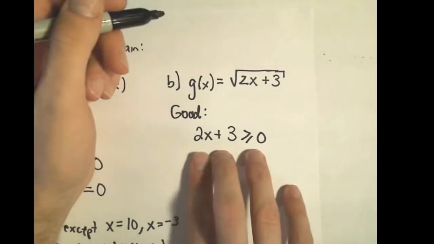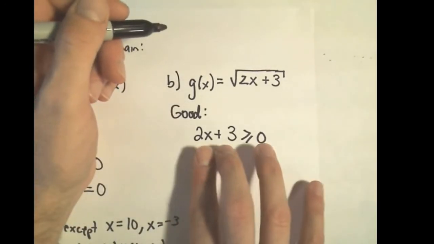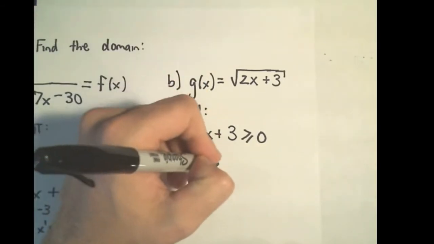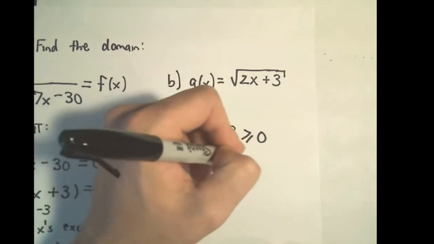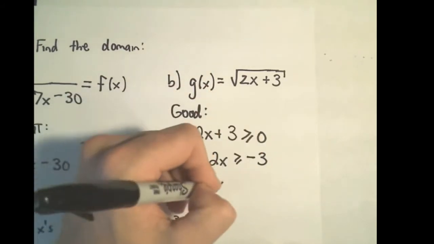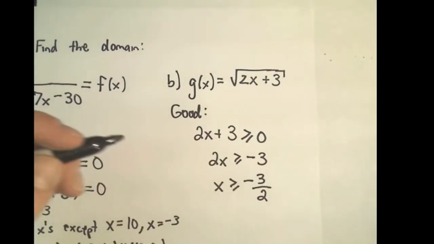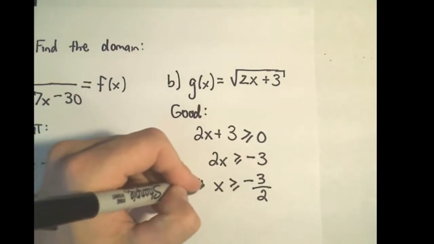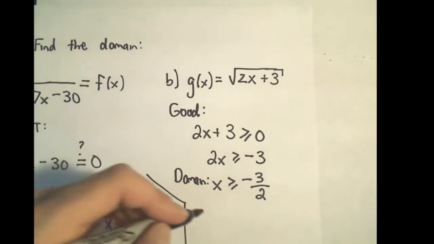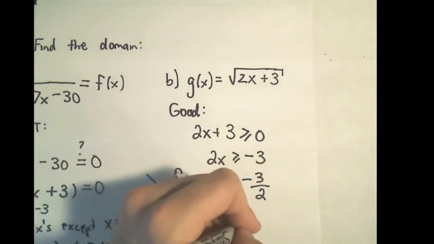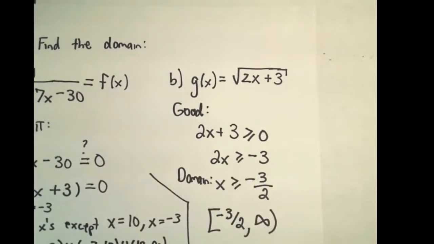So this now produces an inequality I have to solve. Fortunately, this is just a linear inequality, so it's not too bad. I can subtract 3 from both sides and get 2x greater than or equal to negative 3, divide by 2, and it says x needs to be greater than or equal to negative 3 halves. So again, this is my domain in this case. In interval notation, we can write that as brackets, negative 3 halves up to infinity. And that would be the domain for our radical, our square root function.